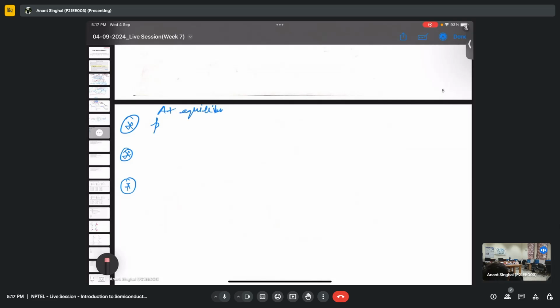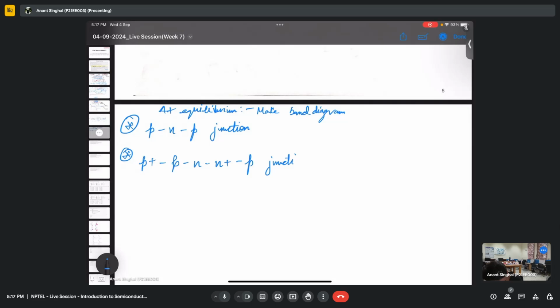That will be very good if you are able to do this exercise right now. Sorry, you need to make the band diagram again. Maybe we'll only take two cases. One will be a simpler one, a PNP junction, and the next will be P plus, P, N, N plus, maybe P. Let's take five different dopings.